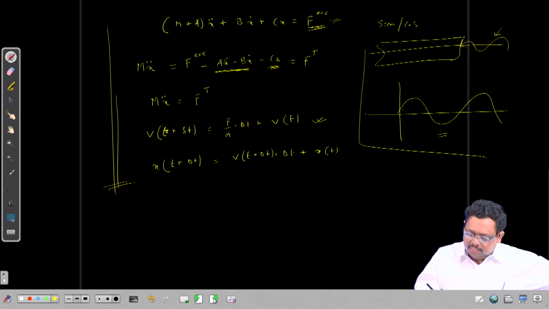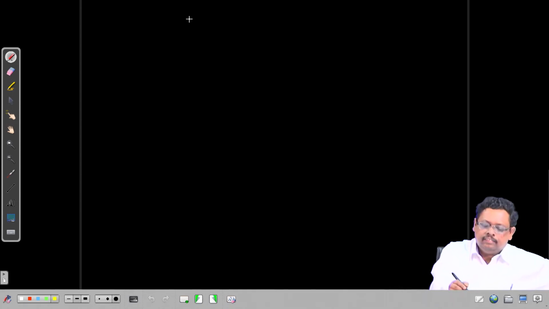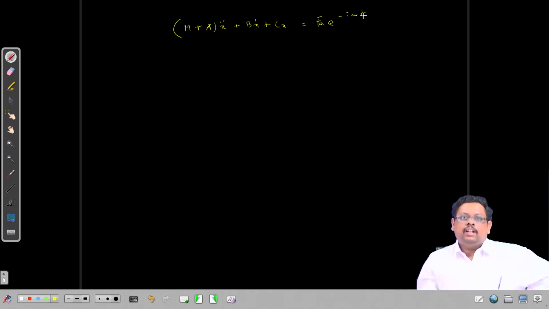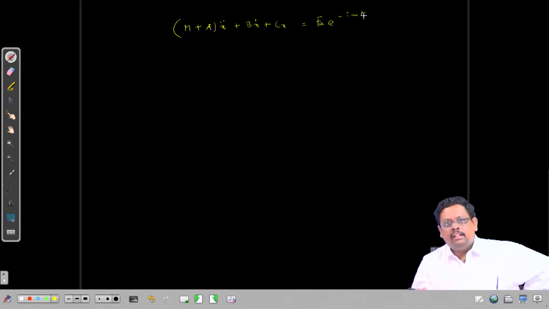a frequency domain, what we do is we explicitly assume that the forcing function, which is the right hand side, is a time harmonic function. Now, what is happening in that case? We assume that the expression is the same, the left hand side still remains the same, m plus a into x double dot plus b into x dot plus c x. Now, in the right hand side I assume it is a harmonic function. So, it has some amplitude f a into e to the power minus I omega t. You can take e to the power plus I omega t also, and I take minus I, it does not matter, you can take anything.